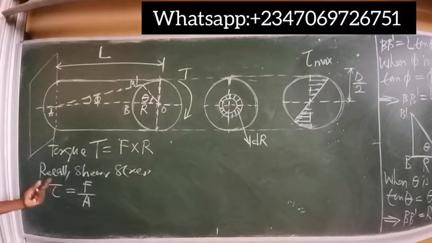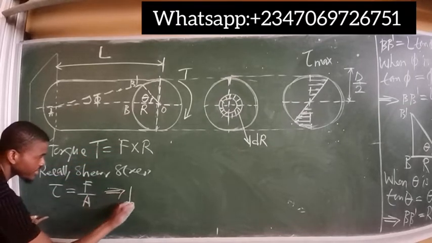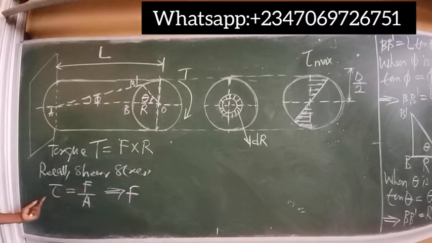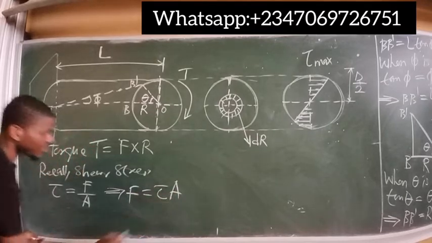So the force causing this rotation lies in the shearing of the body. Making F the subject of the formula by cross multiplying, area multiplies the shear stress. F is simply the shear stress times the area.